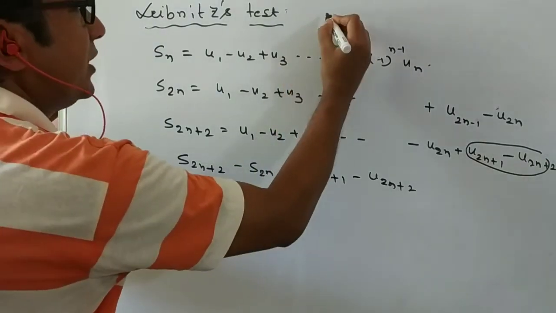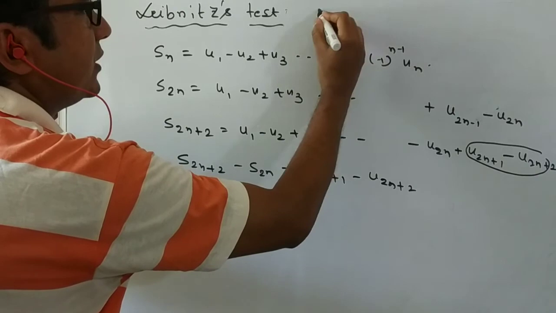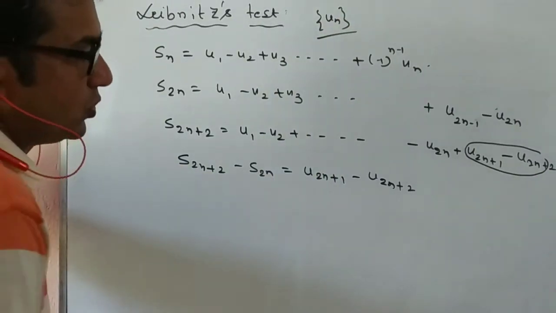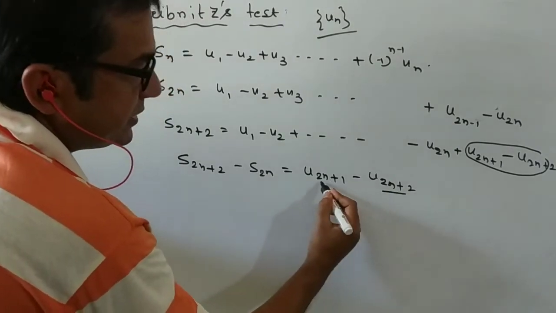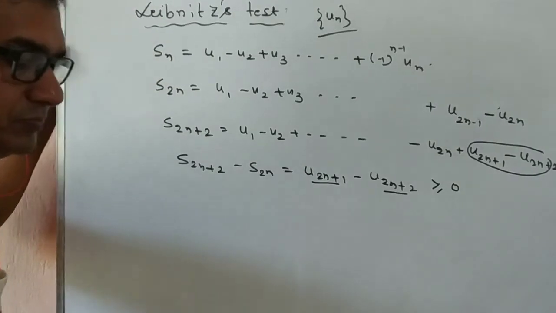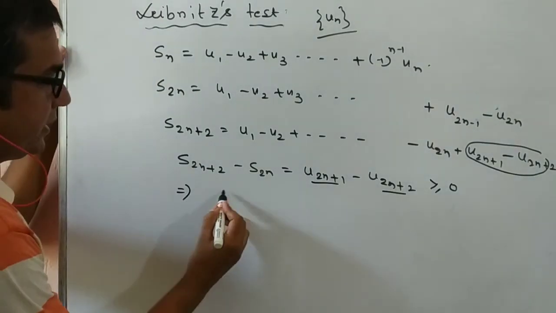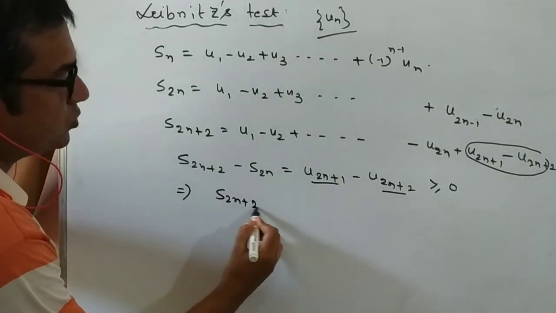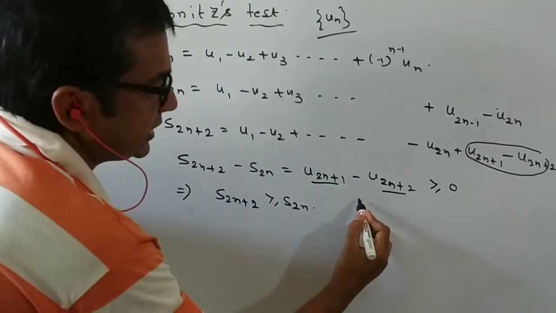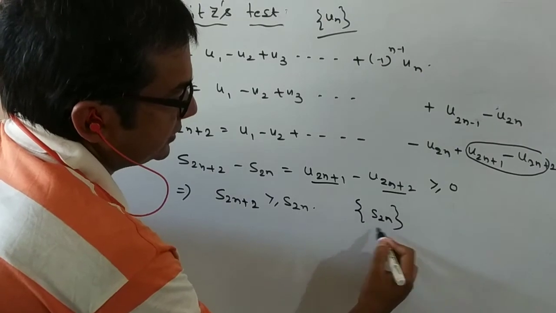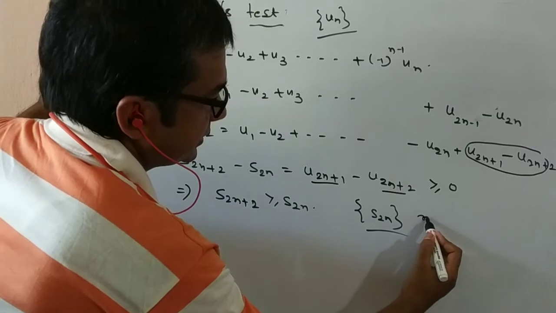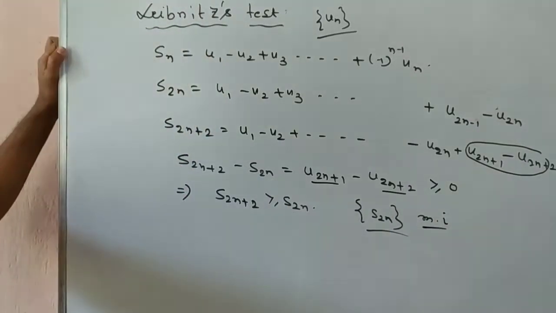Here in the statement we say that un is monotonic decreasing. So this must be less than this, that is, this is greater than or equal to 0. This implies S2n+2 is greater than or equal to S2n. So we say that the sequence S2n must be monotonic increasing.